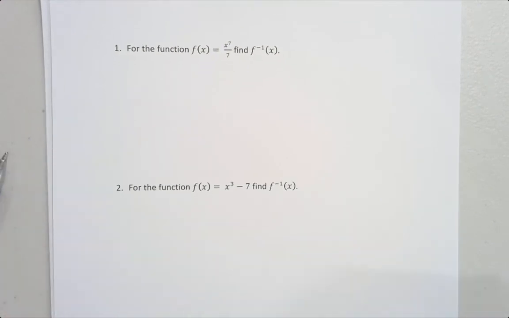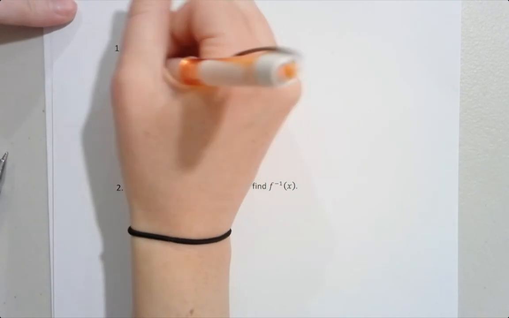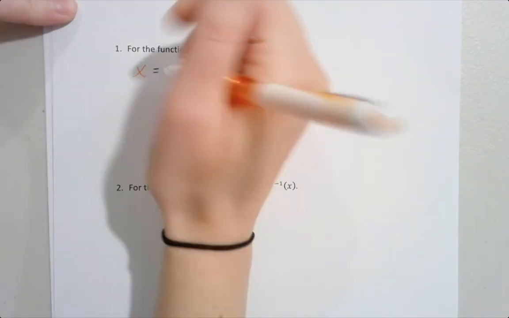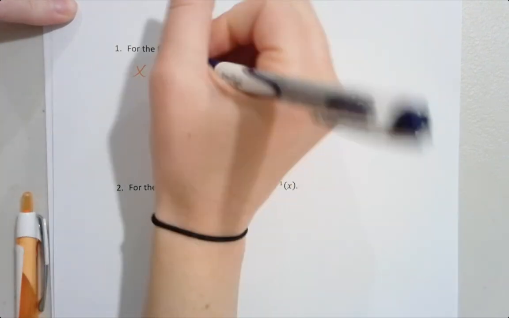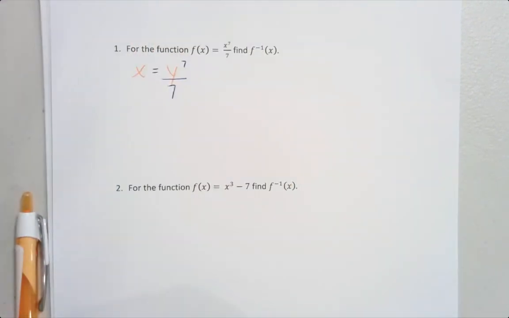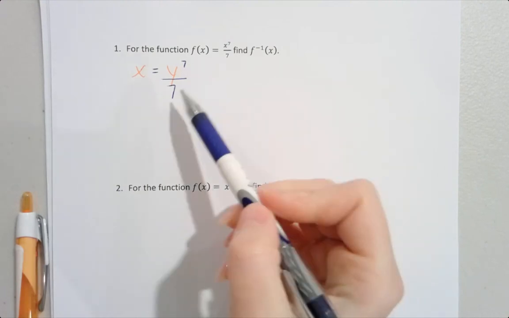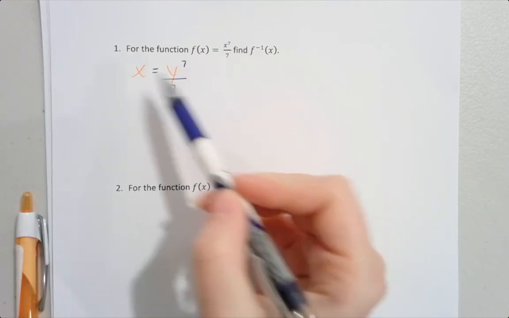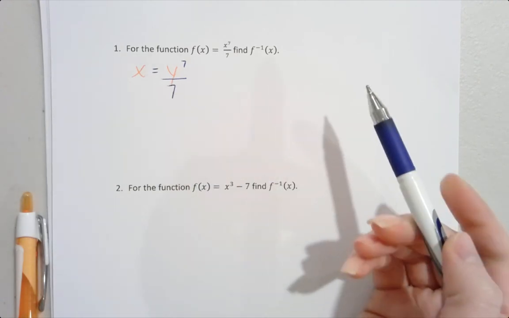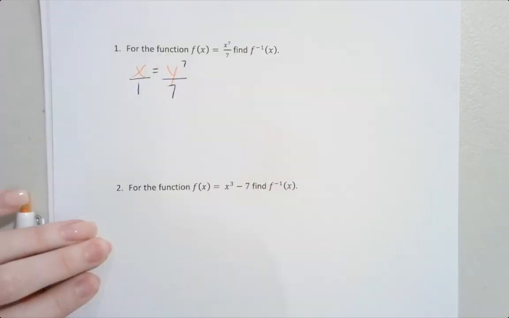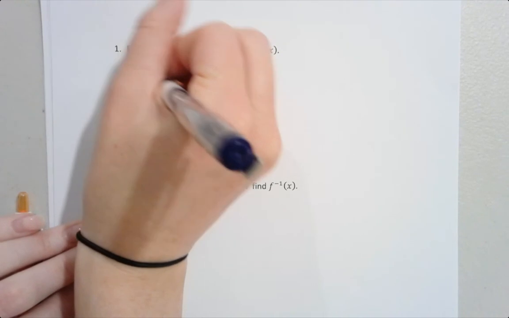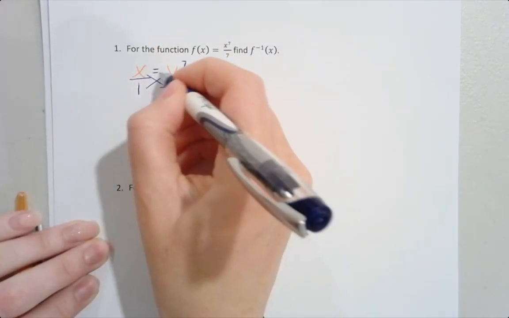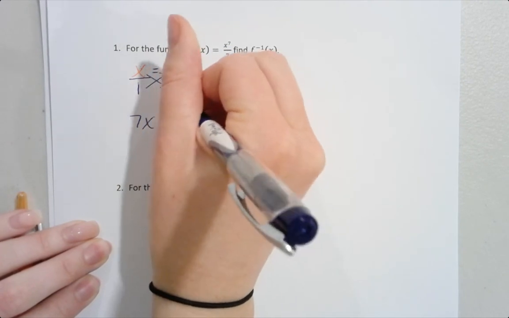So first, we are going to switch our x and our y. So x is equal to y to the 7th over 7. Again, you're in a situation where you've got to get rid of this 7. You guys can certainly multiply by the reciprocal, which would be 7 over 1 on both sides. Or for those of you who did like cross multiplying, you can turn this into a proportion and cross multiply. That's what I'm going to do. So x times 7 gives me 7x. 1 times y to the 7th gives me y to the 7th.